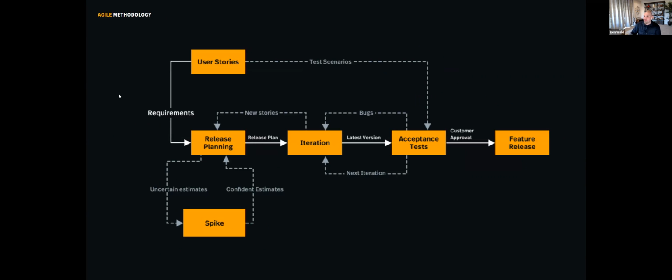So let's flip the script here. Let's talk about Agile. This is a workflow of XP. Agile has a lot of different names and you can play buzzword bingo with Agile. You've got Kanban, you can use Scrum, feature-driven development, XP, and so on and so forth. When we are talking about Agile, the most important thing is that you are going through the release planning, an iteration, acceptance test, and a feature release many, many times.